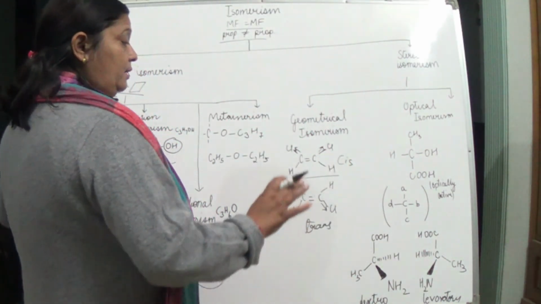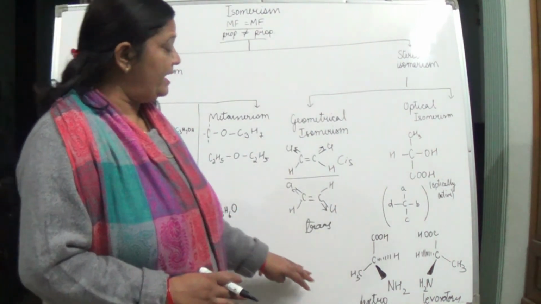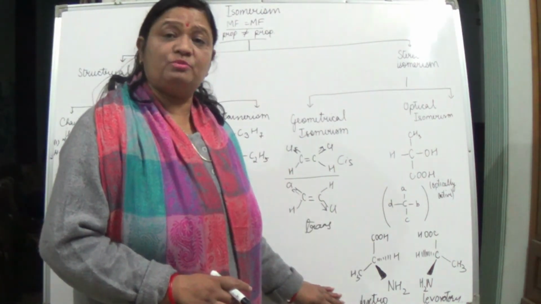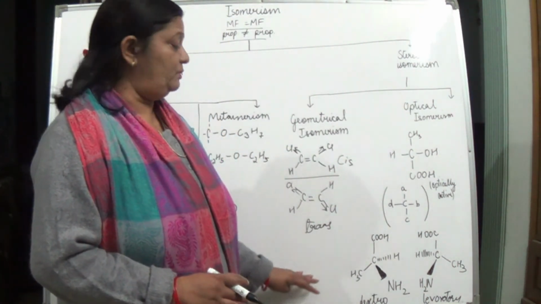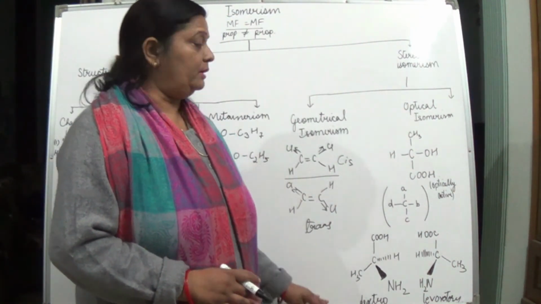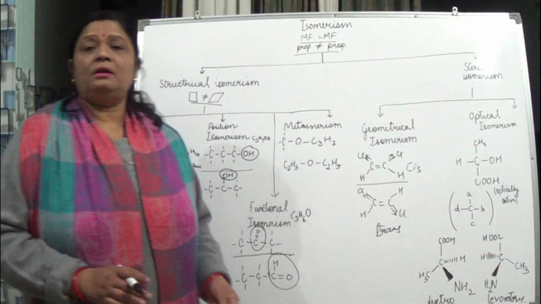More can be studied on this by counting the numbers, but it has to be studied in the higher classes. Till class 11 you will be studying only up to here. So this is all about isomerism.